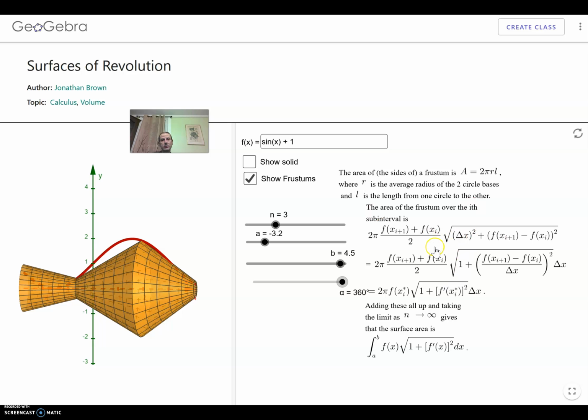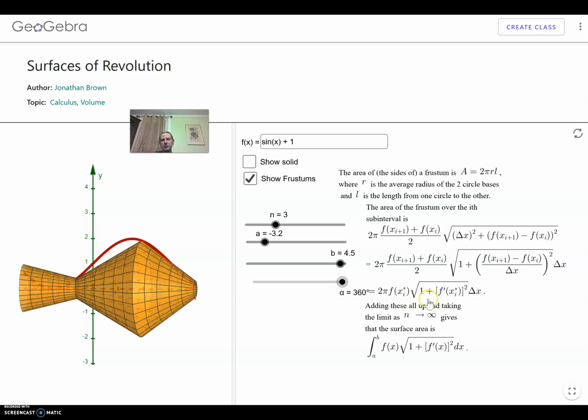So this length is going to be the square root of delta x squared plus the quantity f of x_{i+1} minus f of x_i, squared, because this difference in these f of x_i's is the difference in the y values. And doing the exact same trick we did for arc length, if we factor a delta x squared out inside the square root, then outside of the square root it becomes a delta x, and it leaves behind a 1, and it leaves behind this quantity of f of x_{i+1} minus f of x_i over delta x, all that squared.